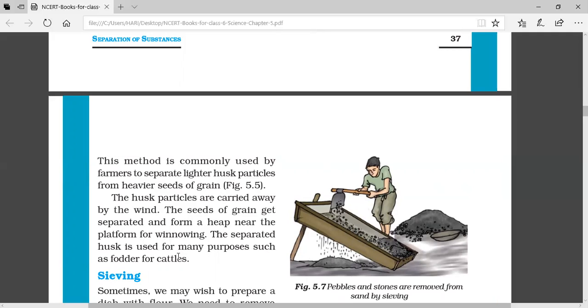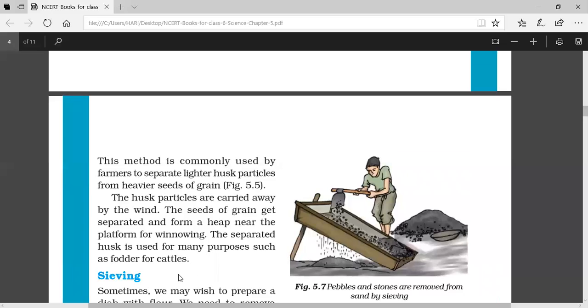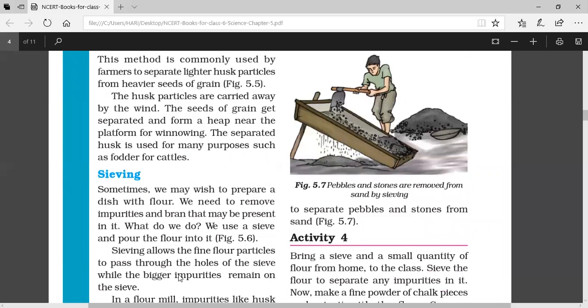Okay, now we will see sieving. Children, you might have seen the mothers cleaning wheat grains before grinding it to make flour. Before making flour, the grains will be cleaned by sieving. She will be using a sieve for this purpose. And also, after grinding, before making chapatis and all, she will be sieving the flour again to remove impurities like husk or bran, or any other larger impurities.